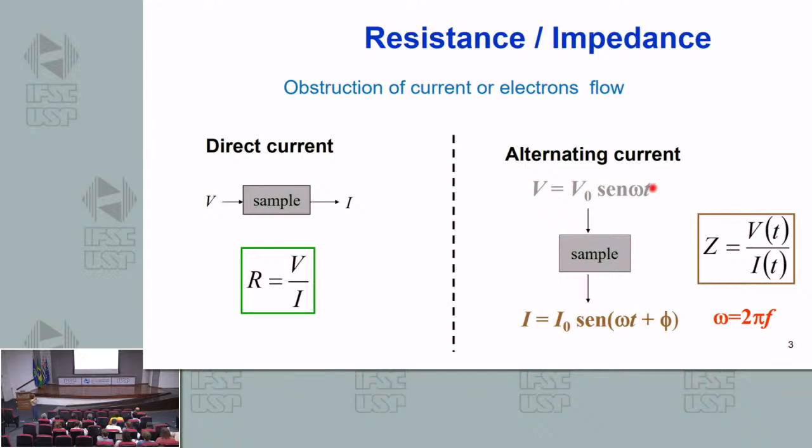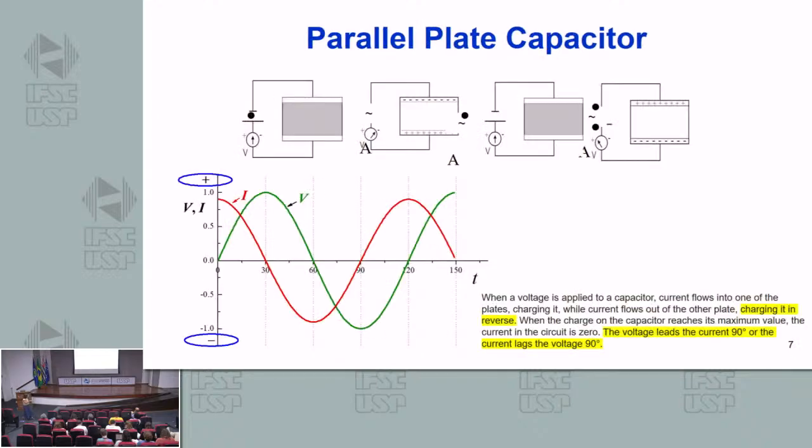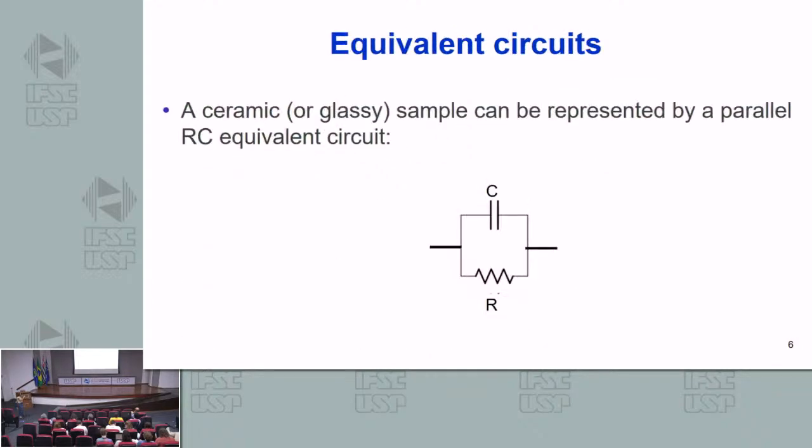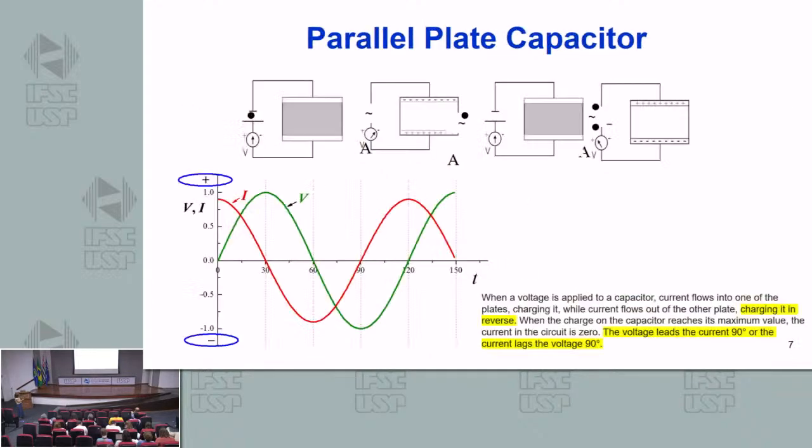So in impedance, you will apply an alternating signal, and the result will be an alternating signal that also varies with frequency. You will also vary the frequency. And the impedance will be this ratio: V, which is changing with time, over the current, which is also changing with time.